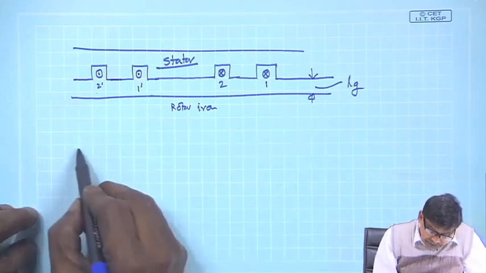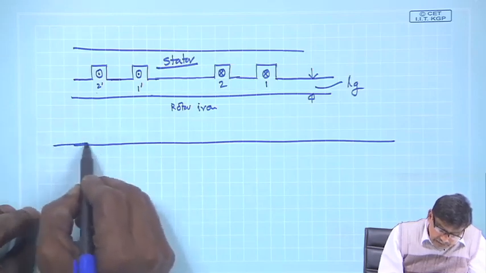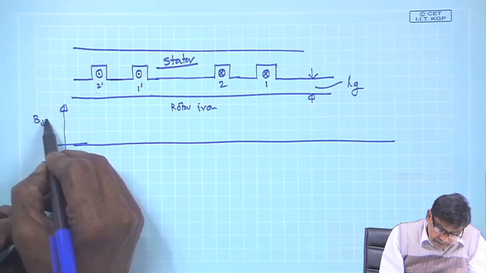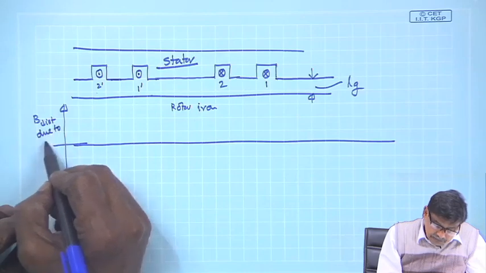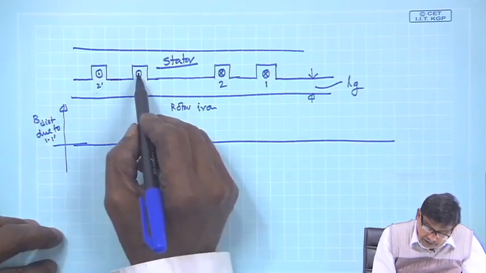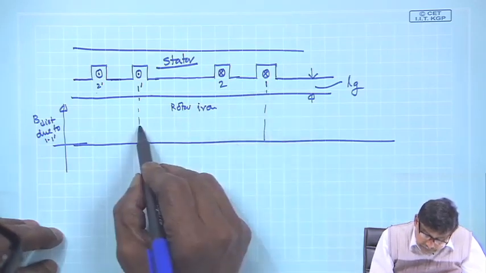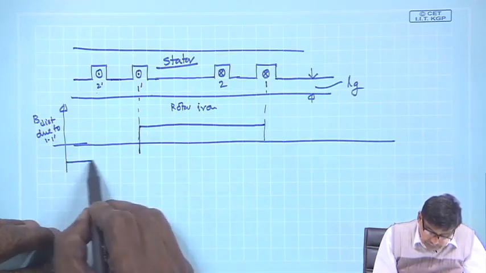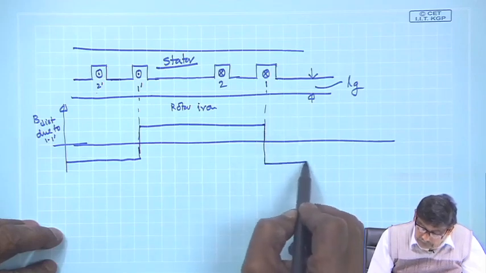Now, here, what I will do, I will sketch the B distribution due to coil 1 1 dashed, and I know for this single coil 1 and 1 dashed the B distribution will be like this here.